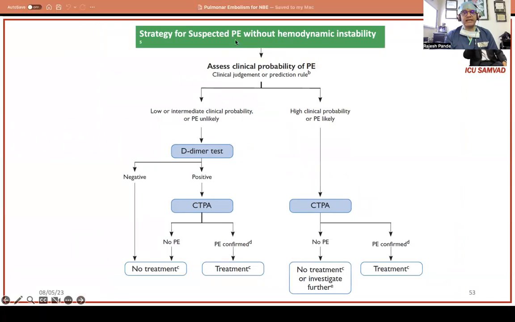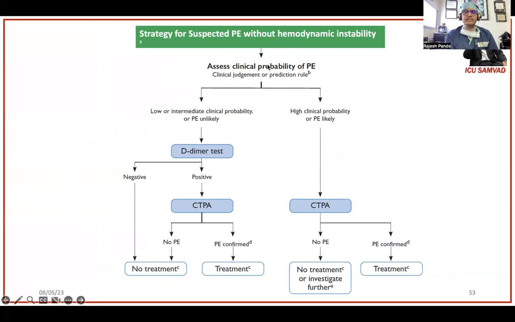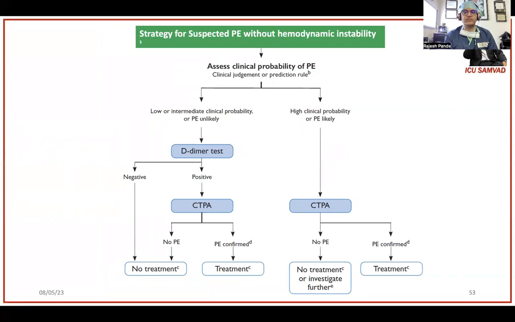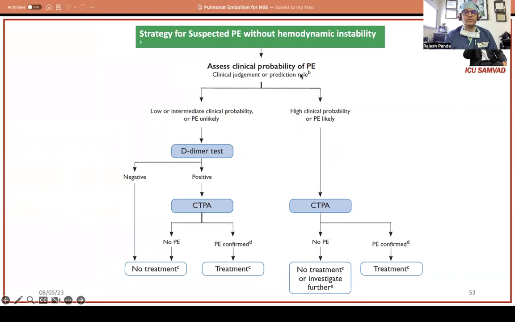And for patients who have suspected pulmonary embolism but no hemodynamic instability, again, we have to assess clinical probability. We can use our clinical acumen, less than 15%, more than 15%, what we discussed, or we can follow the prediction rules. If the clinical probability is high, that is more than or equal to 15%, or pulmonary embolism is likely based on our scoring systems, then we go for CTPA. If the PE is confirmed, start treating them. If CTPA is negative, no treatment, or we need to investigate further.